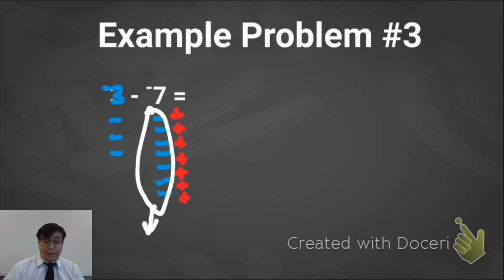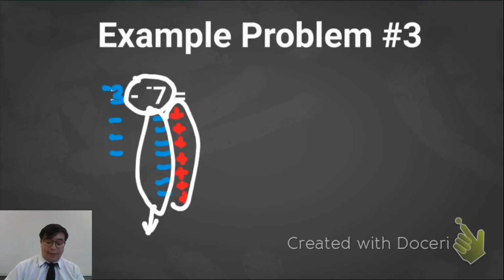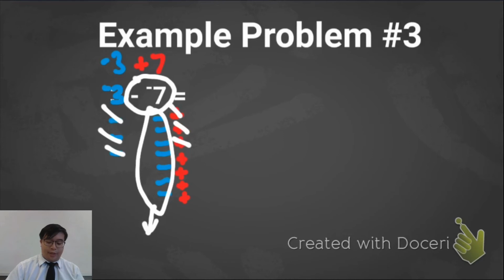So you guys might have seen this trick before, but when I take away negative 7, what's left over is going to be these plus 7s. So I'm going to have these plus 7s left over. And so now I have negative 3 plus 7. These are going to cancel out, and what's left over is going to be positive 4.